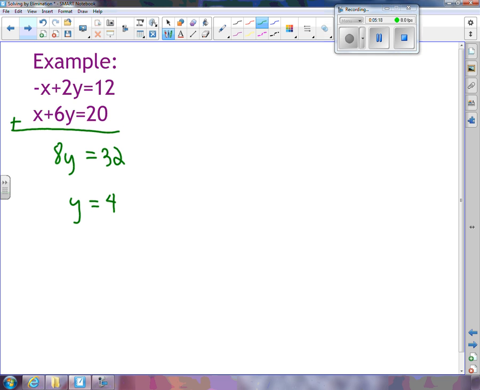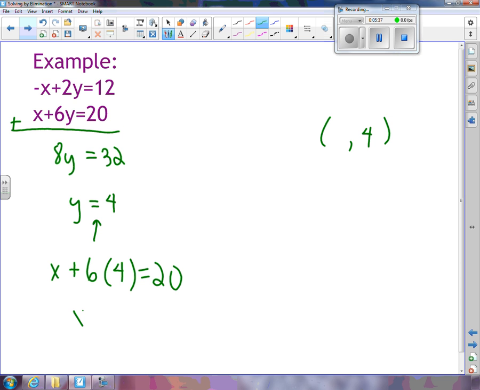Now that I know that I have one of my variables solved for, I know that the y is 4, I still need to go back and find the x. It doesn't matter which equation you use, I'm going to use the bottom one here. x plus 6, I'm going to plug in what I found up here.